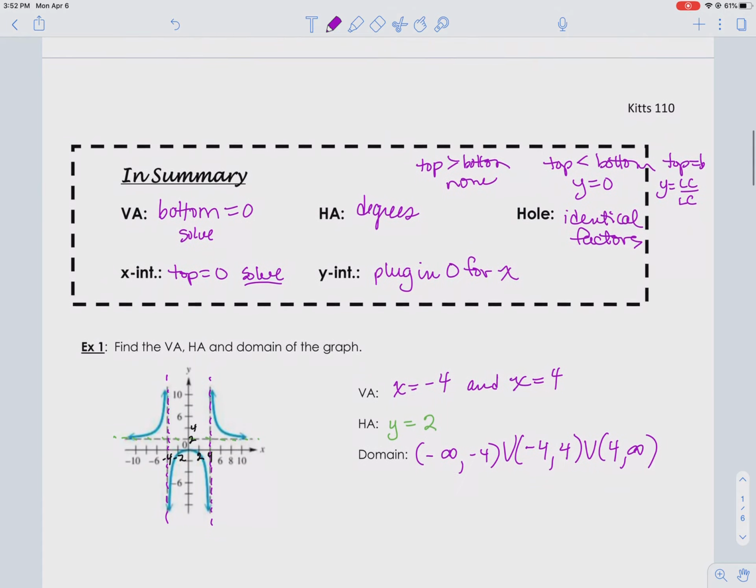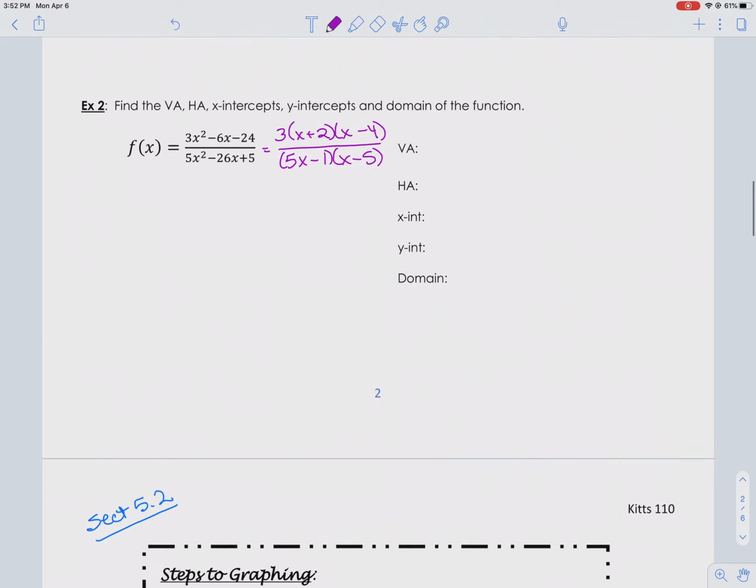Let's start with our vertical asymptotes. Remember, it said set the bottom equal to 0. Now I already have my bottom factored, so I'm going to set that equal to 0 and solve it. I have 5x minus 1 equals 0. When I move my 1 over, I'll get x equals 1/5. And then x minus 5 equals 0 gives me x equals 5. So my vertical asymptotes are x is 1/5 and x is 5. So I've got 2 vertical asymptotes there.